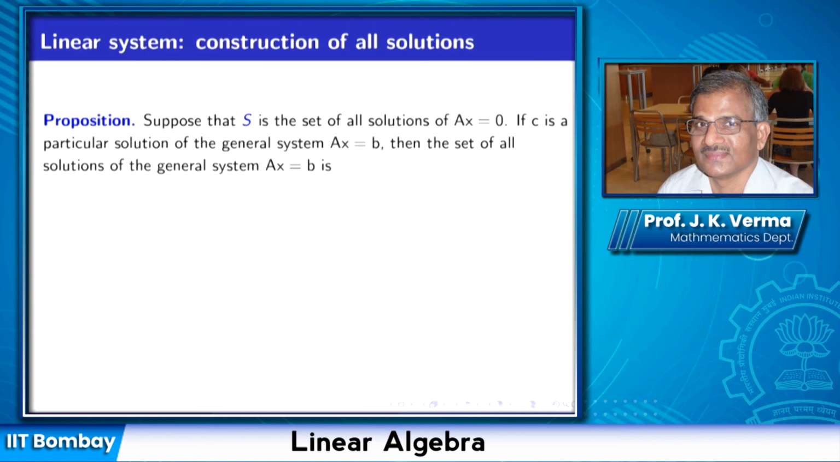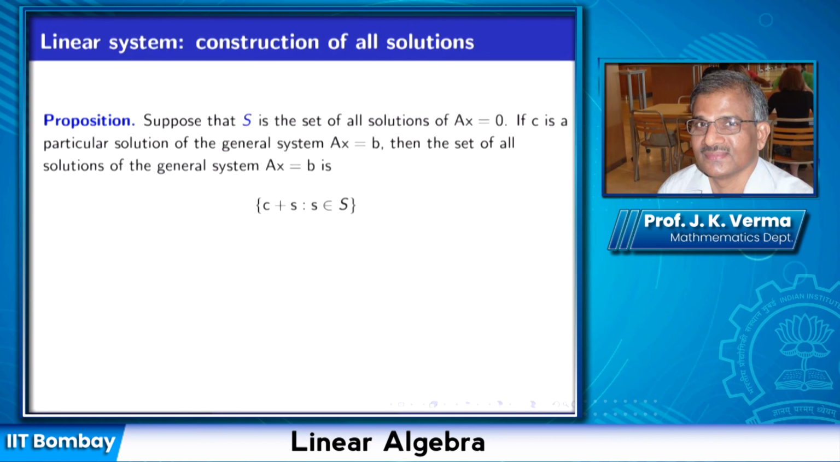Then the set of all solutions of the general system Ax equal to B is obtained by adding all the solutions of Ax equal to 0 to the particular vector C. So add C to each and every solution of Ax equal to 0, then the resulting set of vectors is the set of all solutions of Ax equal to B.